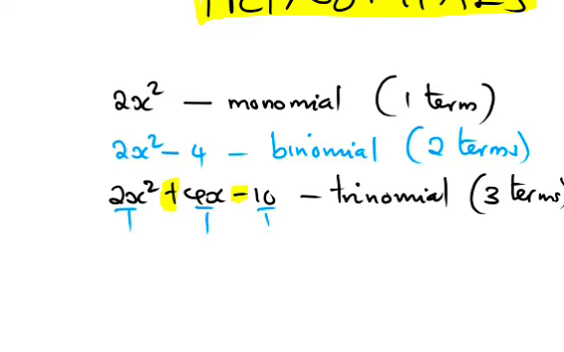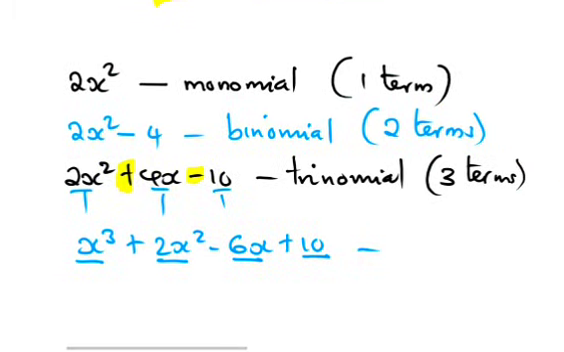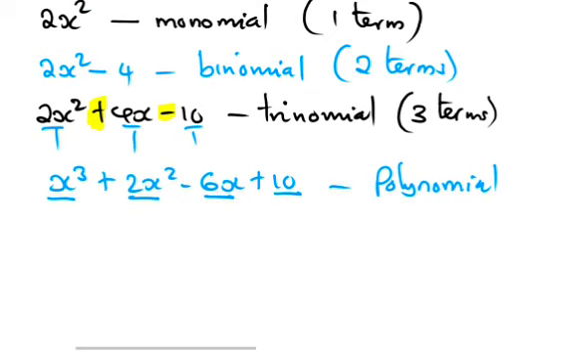And if you have two terms, binomial; one term, that's monomial. We can call four terms a tetranomial, or polynomial. For instance, if you have x cubed plus 2x squared minus 6x plus 10, you can see we have first term, second term, third term, and fourth term. This one is a tetranomial, and in short, it's a polynomial.